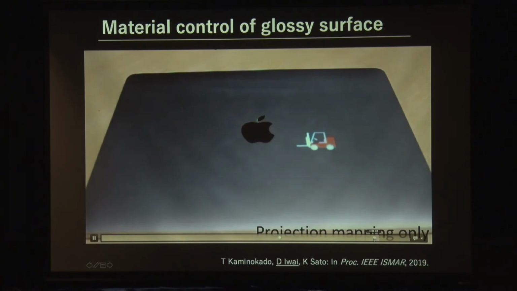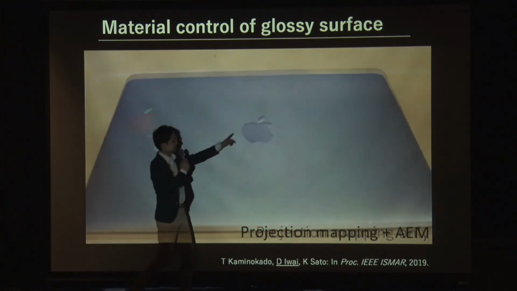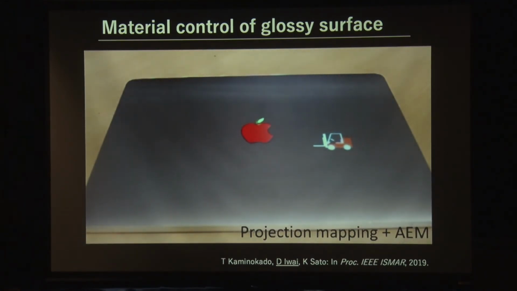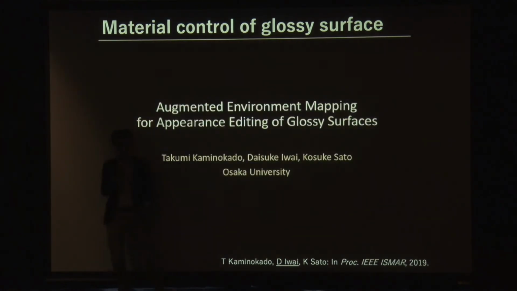We cannot manipulate the appearance of a surface on which glossy and diffuse reflection areas are next to each other, like this. In this case, we cannot change the appearance of this upper logo area. But if we use our technique, we can change the appearance of that area as well. In this application, we use an LCD monitor in front of this MacBook, and using projection mapping technology, we project images on this area, and on that upper logo area we use the environment appearance control.